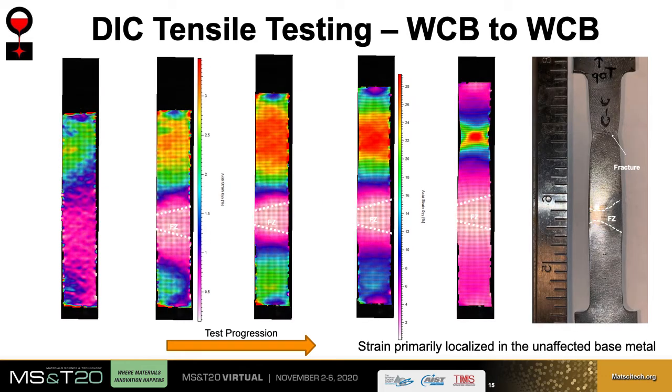These are now the DIC images for the WCB welded to WCB. The strain localization is similar to what we saw in the last slide for the A516 grade. Fracture occurred in the base metal. Same as what we saw in the A516 specimen, the weld for this cast grade also performed well.